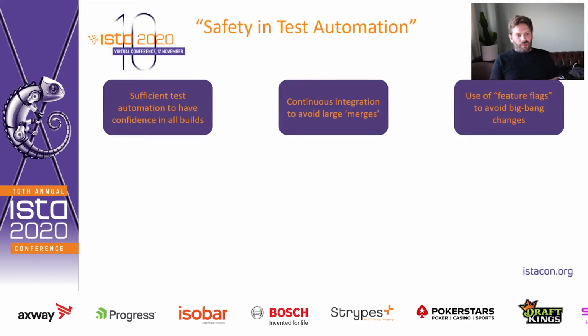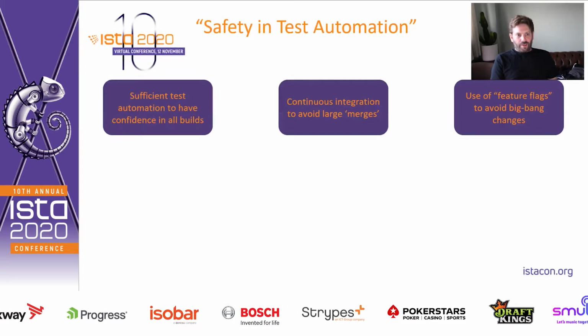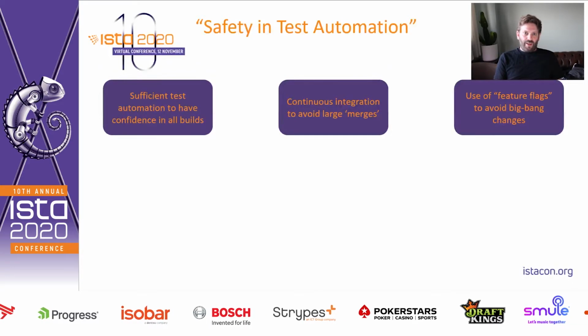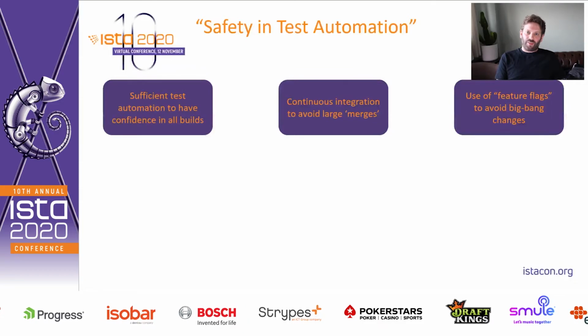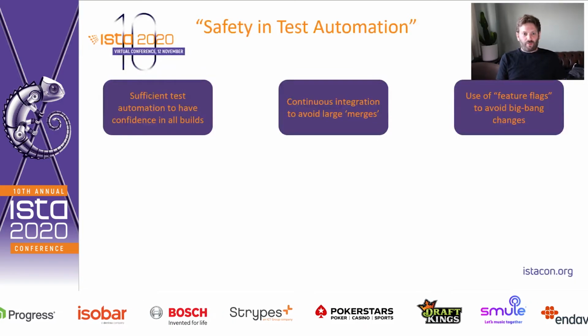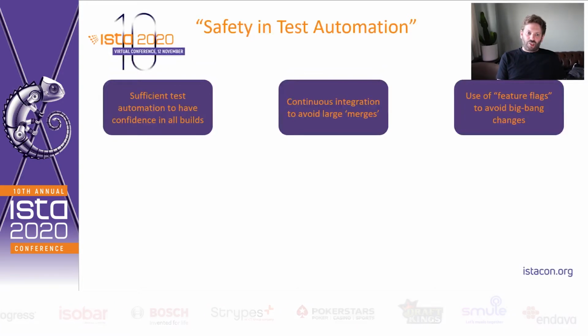The second approach I'm calling safety and test automation. So this is really where you have so many tests and so much coverage that anything that passes the automated test suite, you basically know works and you're happy to release it to customers. It tends to go hand in hand with continuous integration approaches and the use of things like feature flags, as opposed to long-running feature branches.